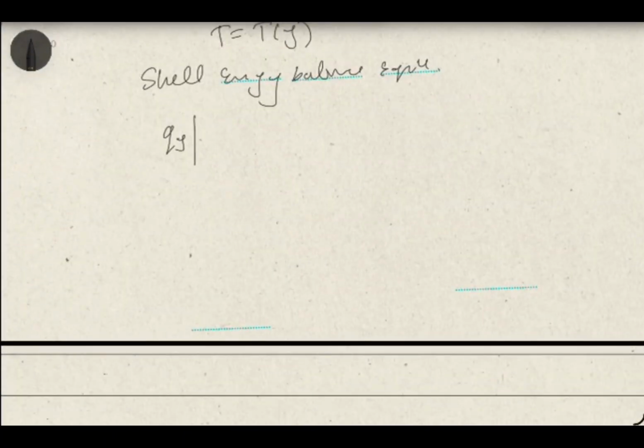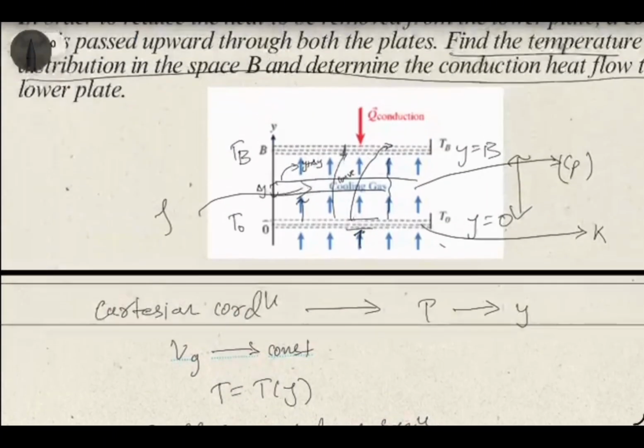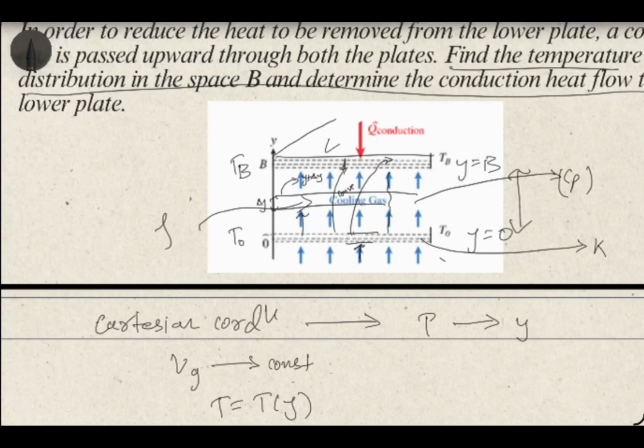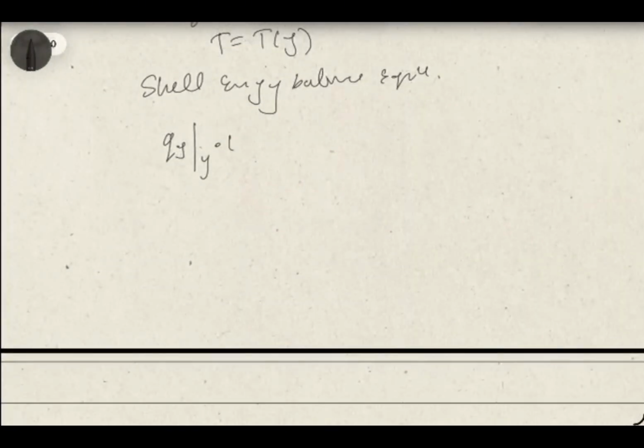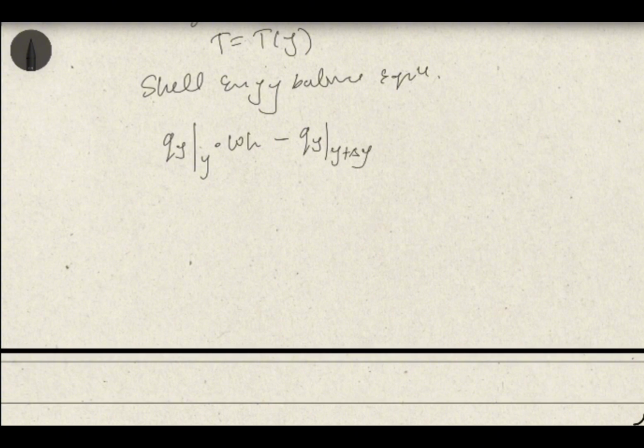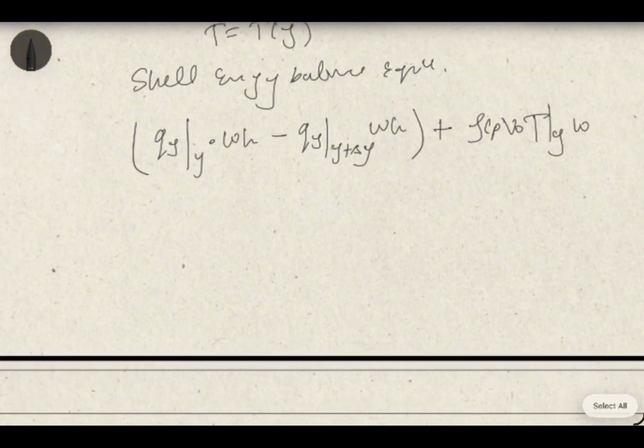So Q_y at y, where the length of the plate is L and the width is W, so the perpendicular area would be W times L, minus Q_y at y plus delta y times area WL. This is because of conduction. Now the heat rate because of convection would be rho Cp times the velocity of the gas, which we assume constant, times T at y times area, that is W times L.